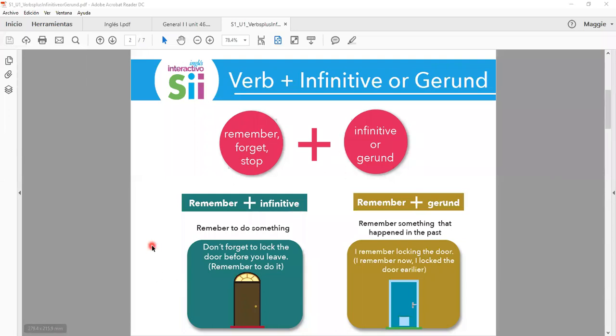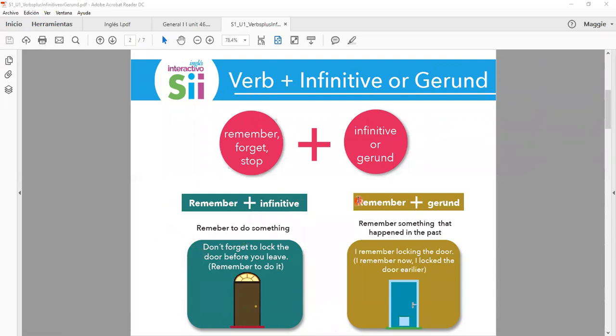So now let's check. Whenever we use remember plus infinitive, we are talking about something that we have to remember to do. As an example, don't forget to lock the door before you leave. You have to remember to do it.